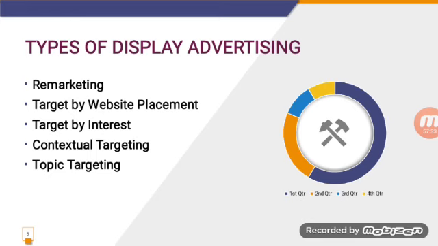Okay, so topic targeting, in short, will go based on keywords, and Google will find the best article that matches the keyword of the viewer. That's it. That's topic targeting. Okay, so these are the 5 types of display advertising which is important for you to know.